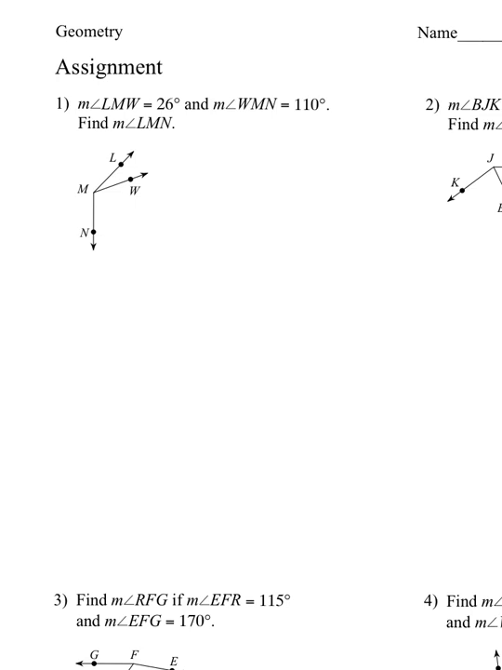We have the measure, that's what the little m means, the measure of angle LMW. So remember, when we label angles, we follow the letters in order. So LMW, that's 26 degrees. And the measure of WMN is 110.